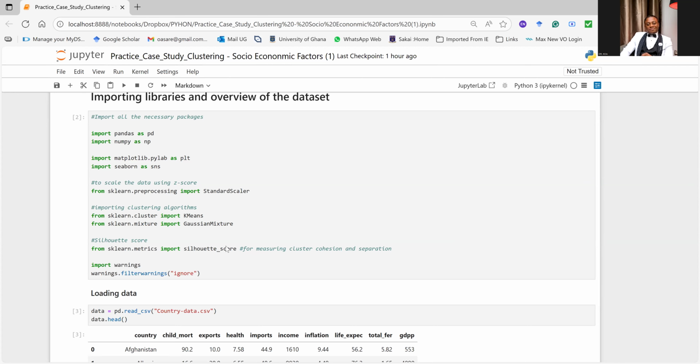And finally, we will import the silhouette score. The silhouette score is used to measure cohesion and separation. We've said this before. The silhouette score is also used to determine how many clusters, how many groups you want to have. So we are importing that. All of these are being imported.